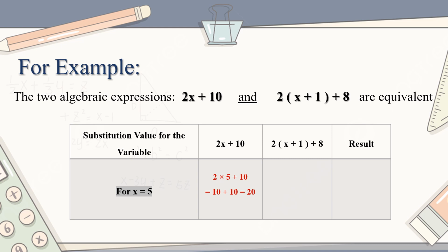And when we substitute in the second expression, we will get 2 multiplied by 5 plus 1, all plus 8. So the value of the parentheses is 6, and 2 times 6 added to 8: 2 times 6 equals 12, and 12 plus 8 equals 20. So the results from the two expressions are the same.